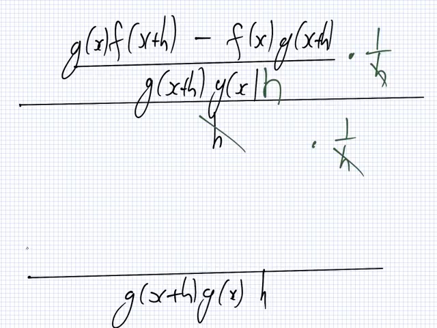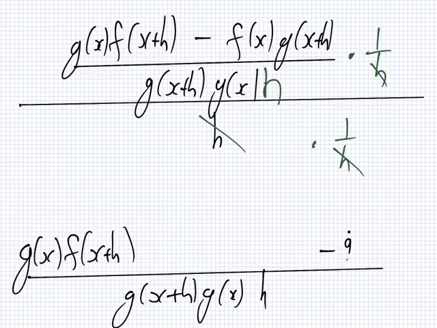And here you have g(x), f(x+h), minus. Let me keep it the same way around. The multiplied by 1 over h is there for when we add them, when we put them base by base.